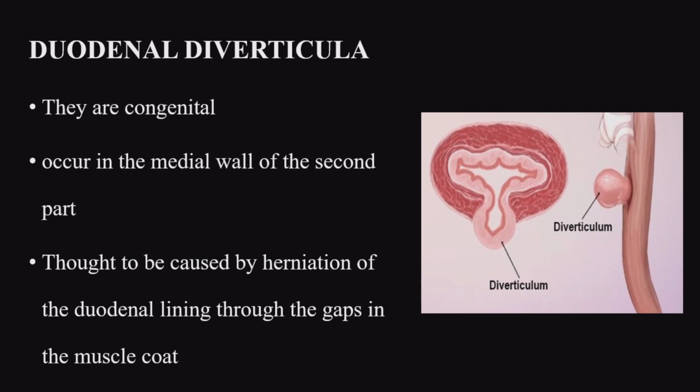Duodenal diverticula. They are congenital and almost always occur in the medial wall of the second part of the duodenum. They are thought to be caused by the herniation of the duodenal lining through the gaps present in the muscle coat where arteries and ducts pierce the wall.